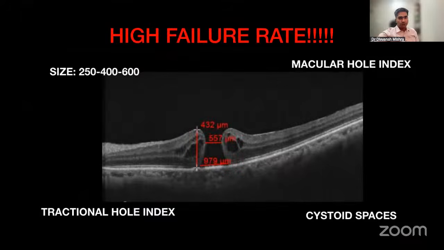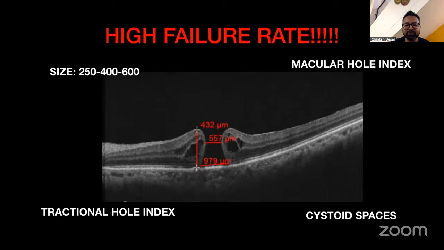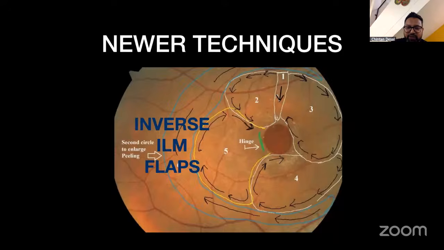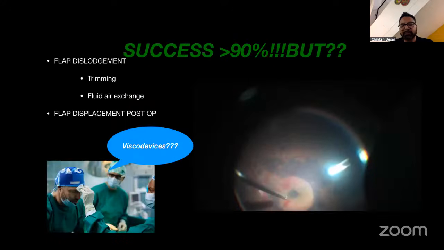Large macular holes used to be a problem with conventional ILM peelings and caused high failure rates. So newer techniques came into vogue, and we started using inverse ILM flaps. It had and still has very good success. But there are two problems with the inverse ILM flap technique. One is while trimming the flap, like Dr. Avnish said, we might lose the flap if the cutter is old or if the vacuum is a little too high.